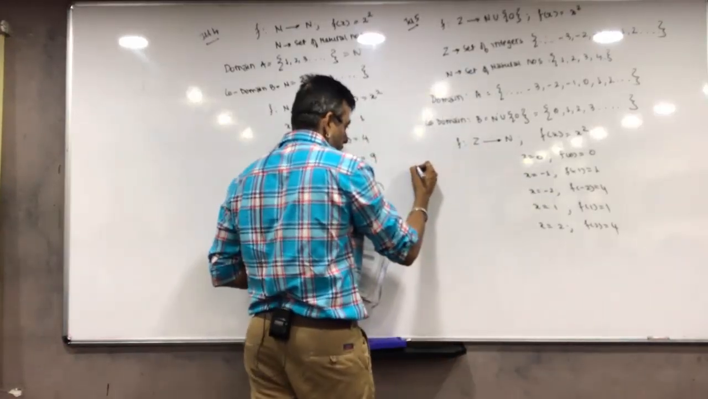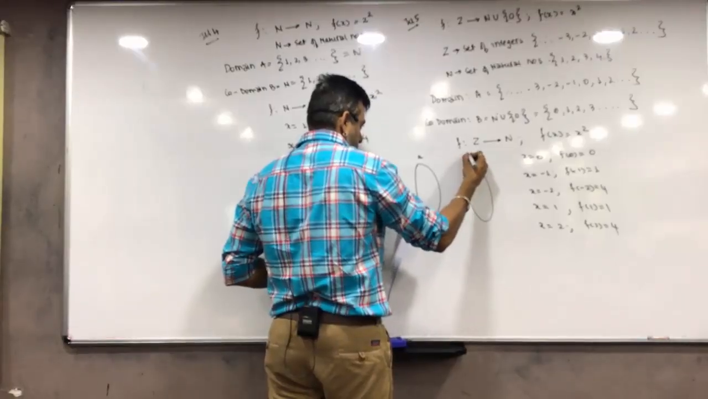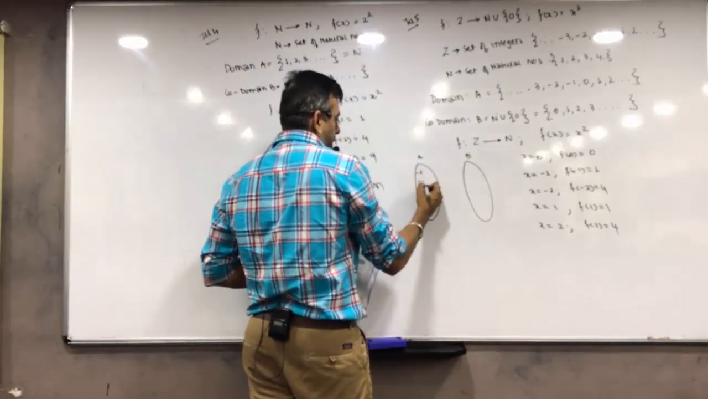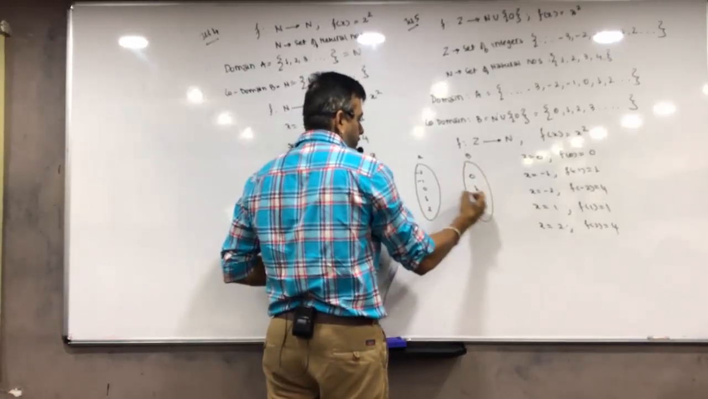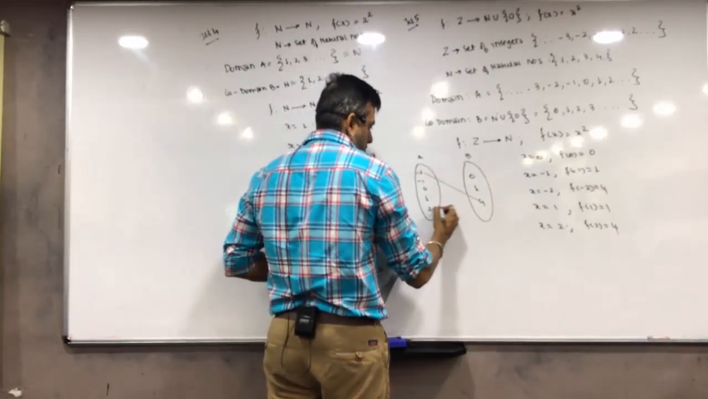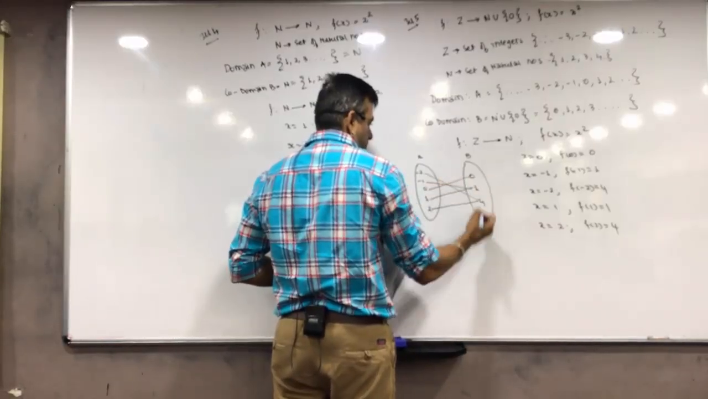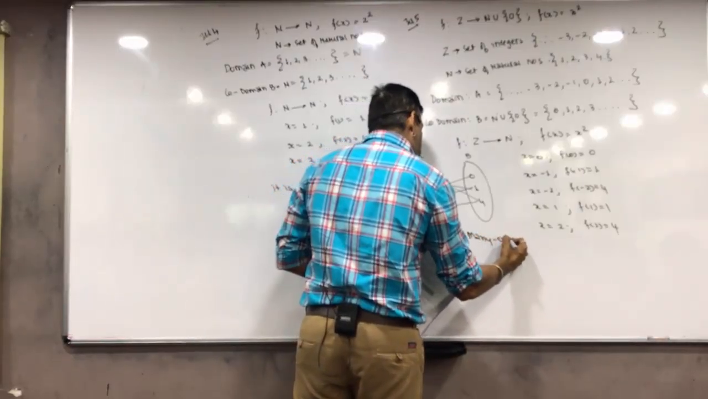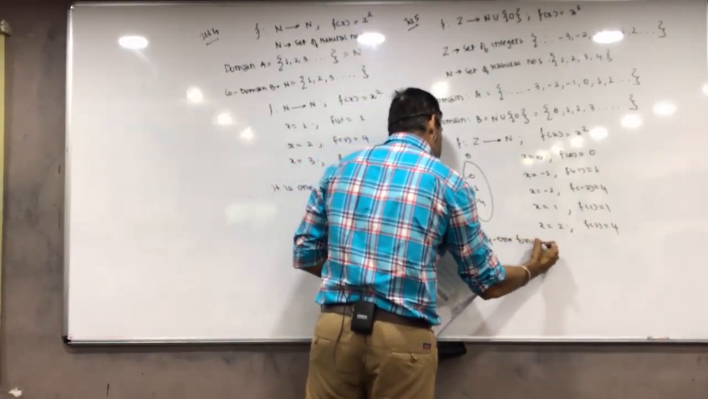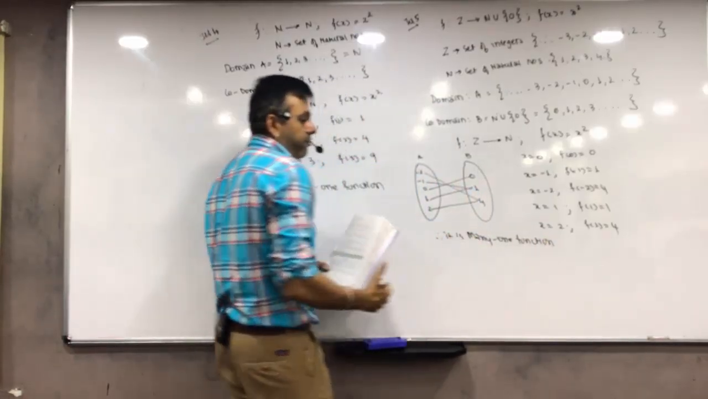We can draw a small diagram over here to understand this. Minus 2, minus 1, 0, 1 and 2. It's 0, 1 and 4. Many one function. Therefore, it is a many one function.